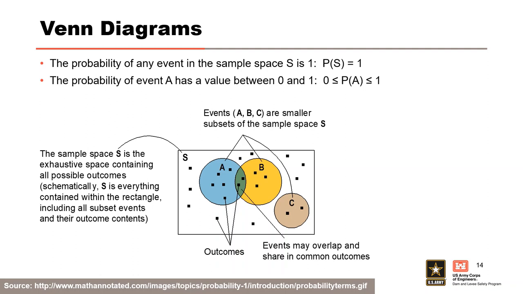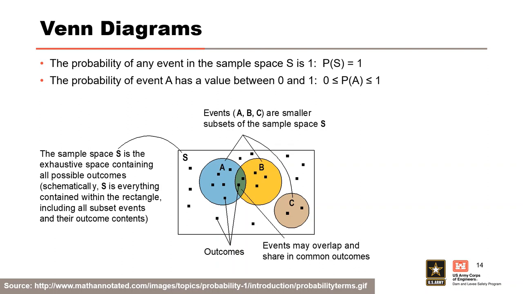Venn diagrams can be very helpful in understanding how different events are related. The rectangular box shown here represents the sample space S. All possible outcomes are encompassed by the sample space, such that it has a probability of 1. In this particular example, there are three different events that can occur, events A, B, and C. Each of these events has a probability between 0 and 1.